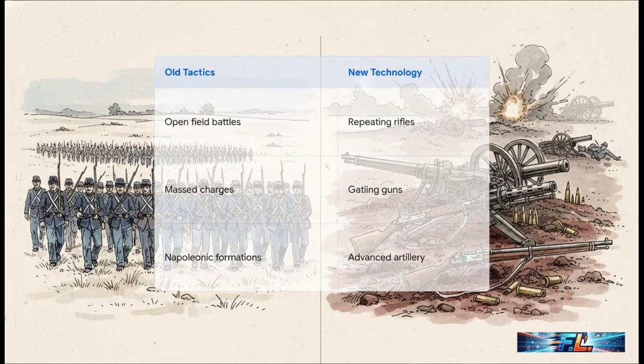So why was the death toll just so horrifyingly high? Well, a huge reason was this deadly mismatch. You had generals using tactics from the 18th century, lining guys up shoulder to shoulder and marching them across an open field. But the problem was, the technology had leaped forward. Those soldiers were walking into repeating rifles, early machine guns, and much deadlier artillery. It was a recipe for industrial-scale slaughter and a dark preview of the wars to come.